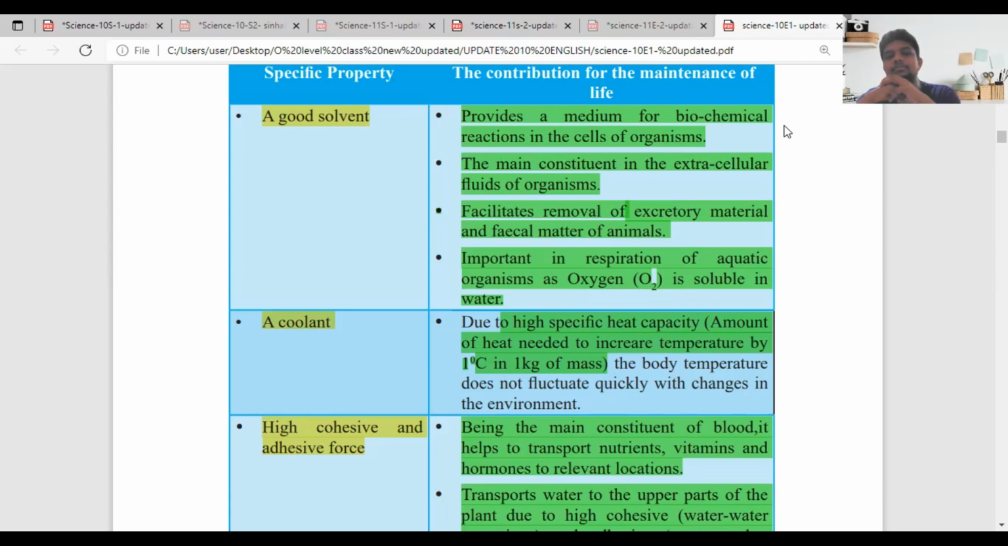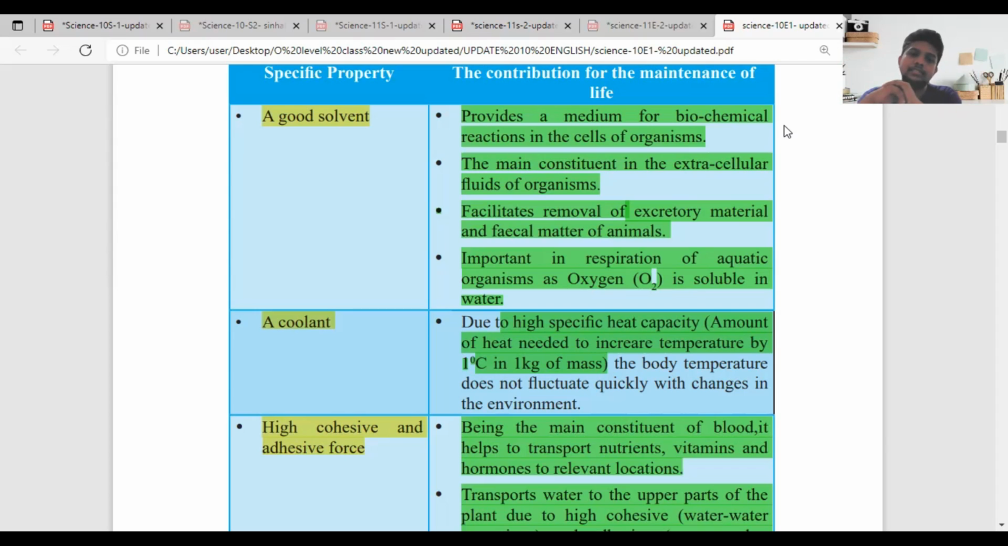Then the third one, facilitate the removal of excretory materials and fecal matter. Basically, our excretory material and fecal matter are removed with water. Urine is passing through with water. Not only that, fecal matter also consists more than half of water.